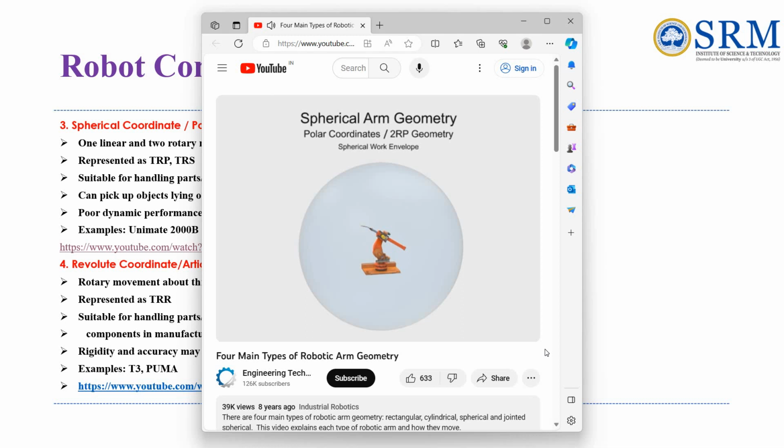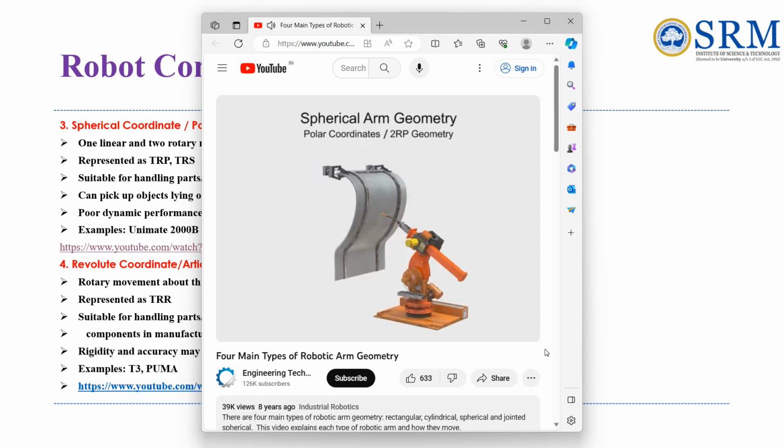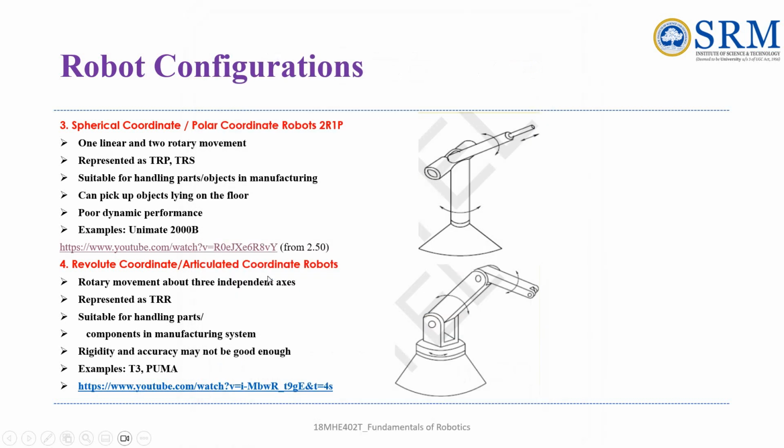The shape of the robot's inner work envelope is almost conical and does not become a sphere until the arm extends. So the work volume is spherical. Spherical arm geometry robots typically have a very long reach.